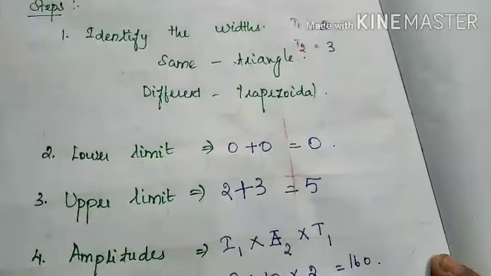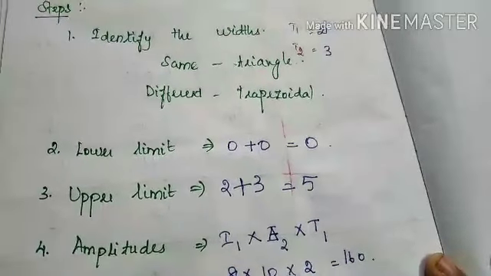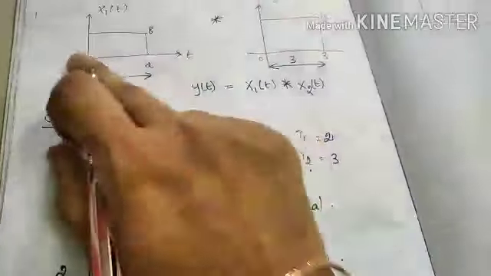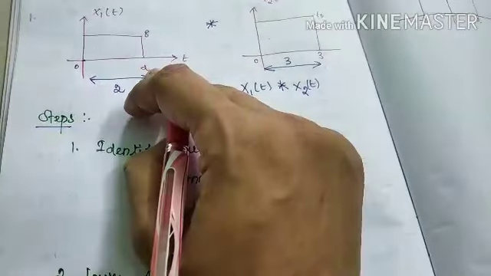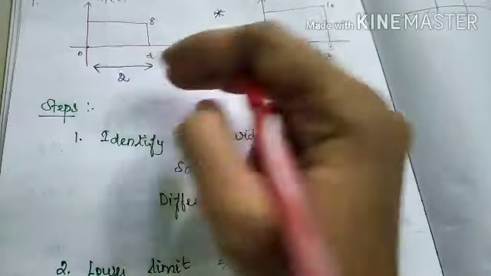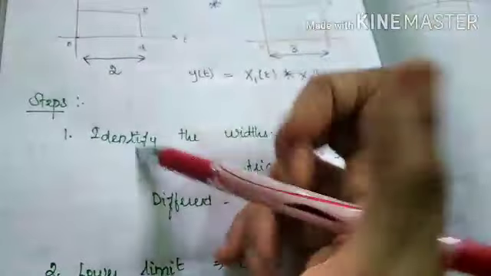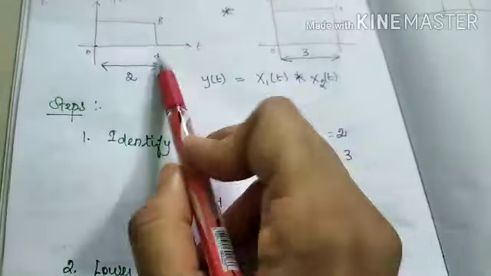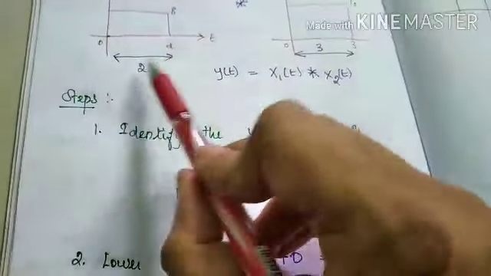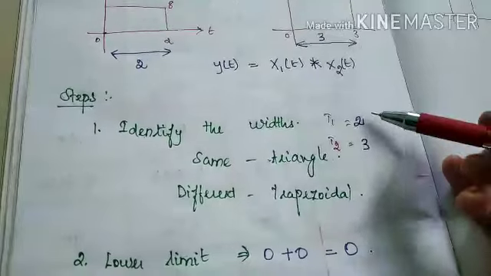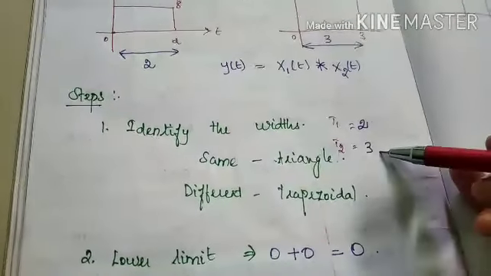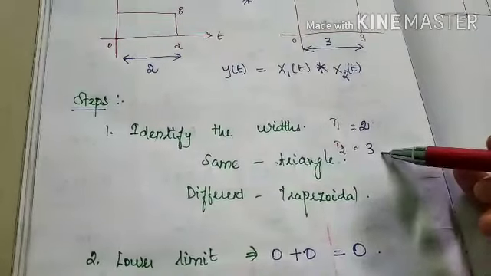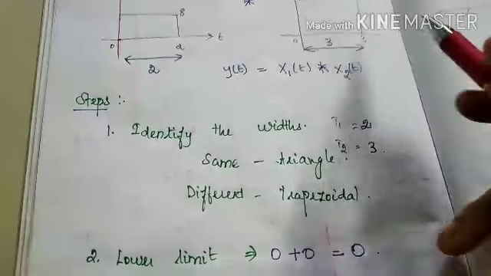Have you all understood? Once again I am explaining you the steps. See, first step we have to identify the width or the base length of each input signal what they have given, right? 0 to 2 and 0 to 3. So I have found out the value of first width as T1 is equal to 2 and the value of second width, second base length, that is T2 is equal to 3.